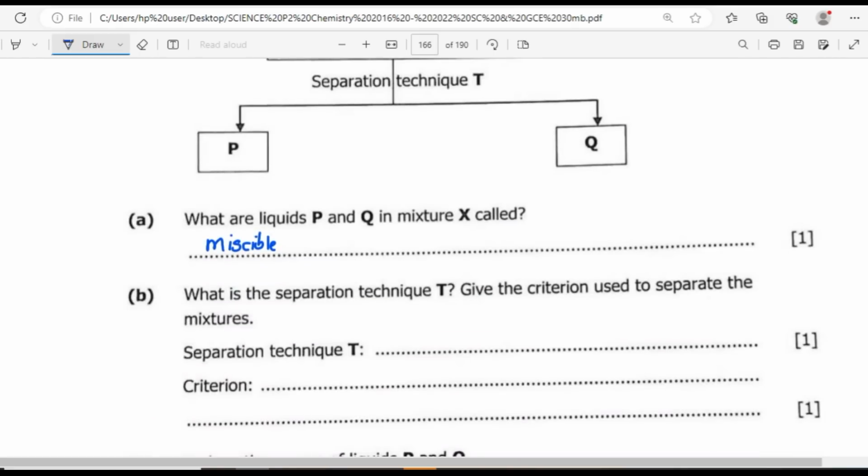Then what is the separation technique? Give the criterion used to separate the mixture. So the separation technique is fractional distillation. Criterion, it is about the temperature difference.